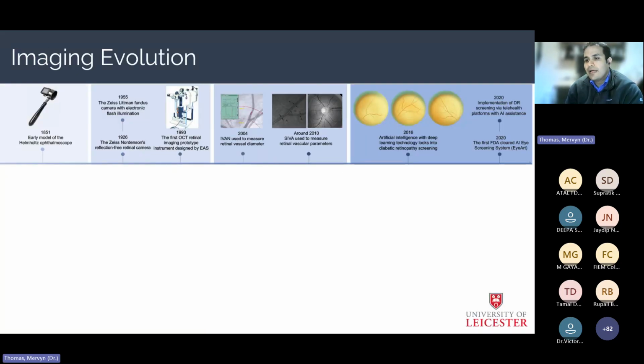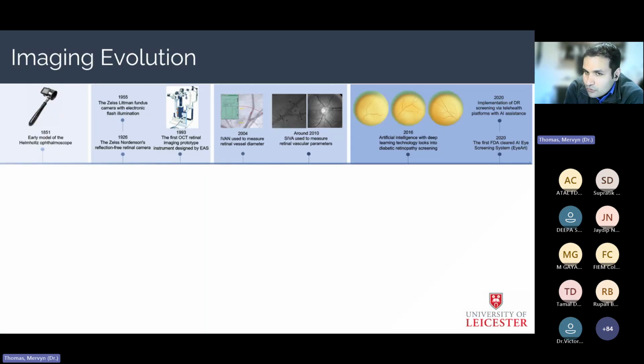Now, if we go back in time and see how this has evolved, initially when we did an examination, we used what's known as an ophthalmoscope. What you can see there is an early ophthalmoscope from 1851, when Helmholtz invented this. Then this evolved over time. In 1955, there was a fundus camera. So rather than just a person looking through the ophthalmoscope, people were trying to actually take pictures.